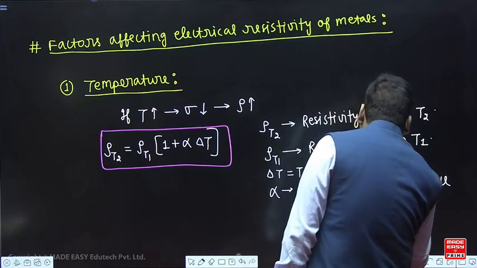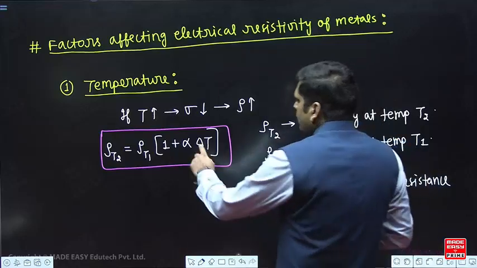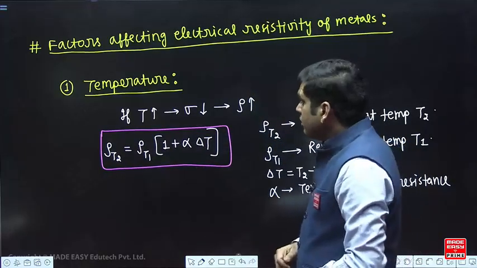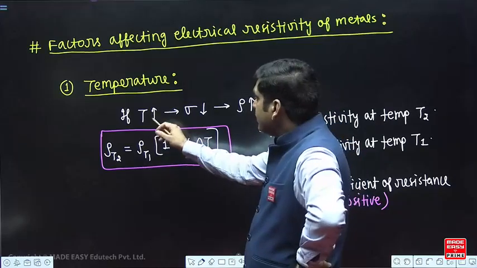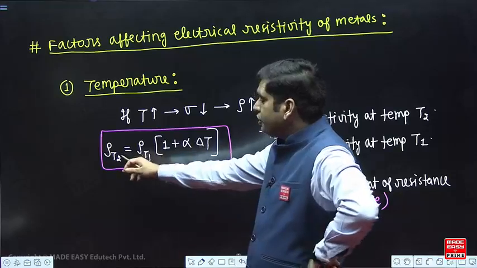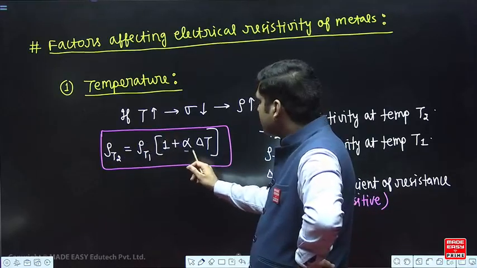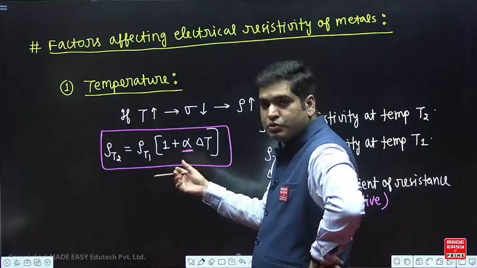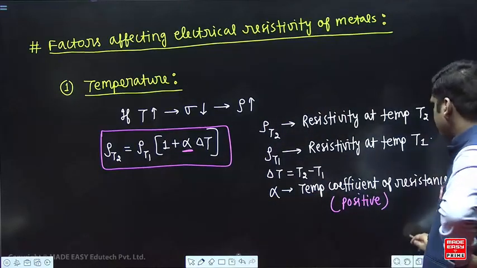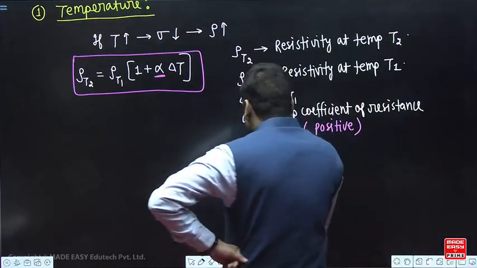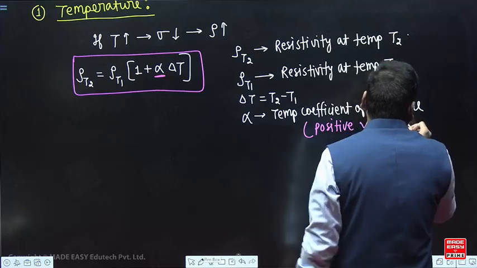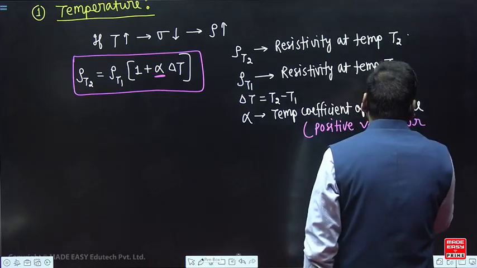Why? Suppose it is a negative value, then rho T2 will be less than rho T1 if delta T increases, right? But that is not possible. As we are increasing temperature, resistivity must increase. So if delta T is positive, rho T2 must be greater than rho T1, and that is possible only when the value of alpha is positive. So alpha is always positive for metals. It may be different for other materials, but positive for metals.